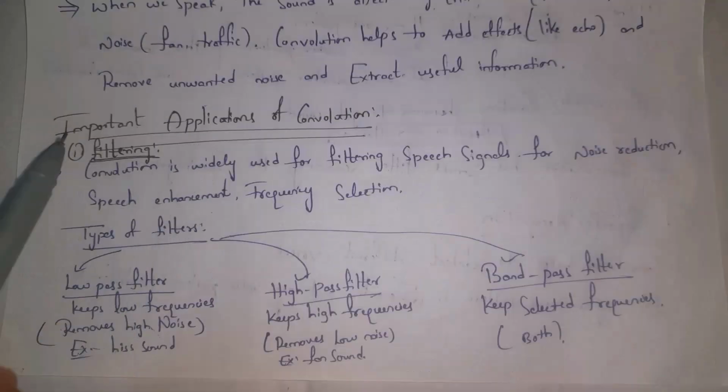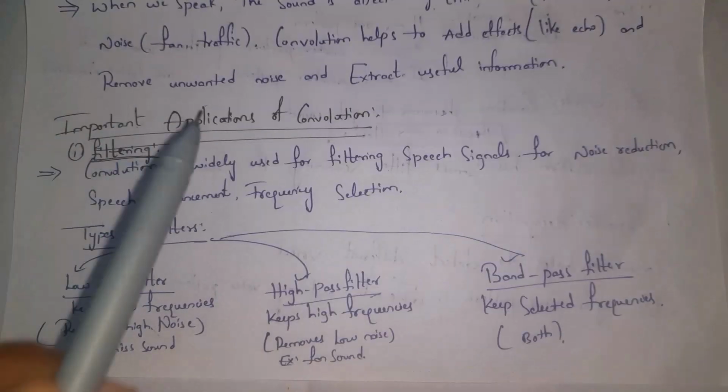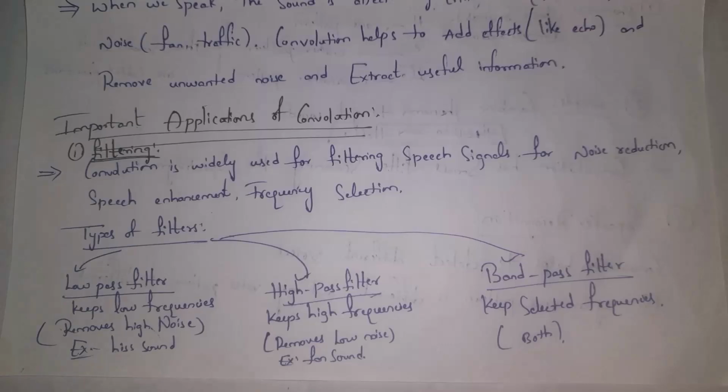Next, I will explain some of the important applications of convolution. The first one is filtering. Filtering is nothing but applying a filter to our speech so that noise will be reduced and speech clarity will be improved. Basically, we can apply three types of filters to our voice. They are low pass filter, high pass filter and band pass filter.